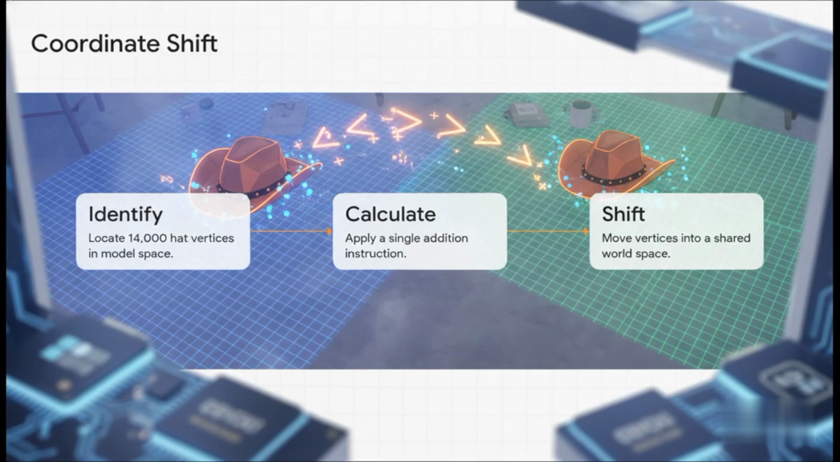Imagine a 3D cowboy hat sitting on a table in a game. That hat alone is built from around 14,000 specific points, or vertices. Initially, those points are measured relative to the center of the hat, what we call model space. But to render the whole room, the game needs to know where those points are in the larger world space of the game environment. To figure this out, the GPU takes the exact same addition instruction and applies it to all 14,000 vertices simultaneously, instantly shifting the entire hat into the shared world space.